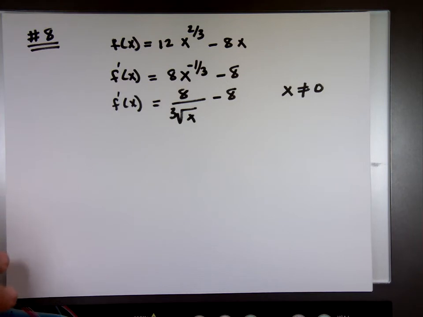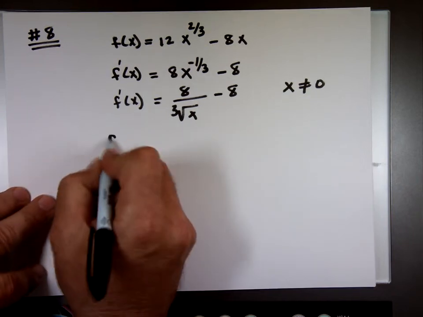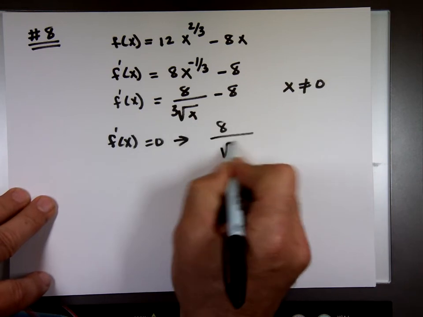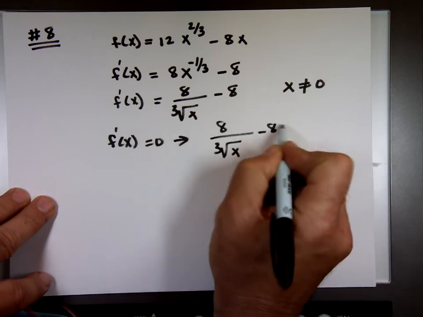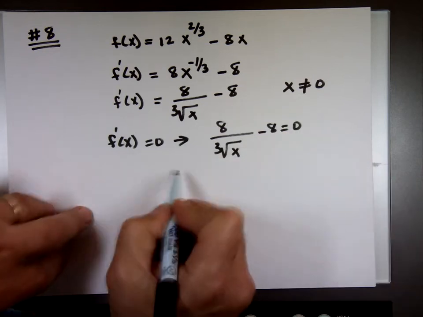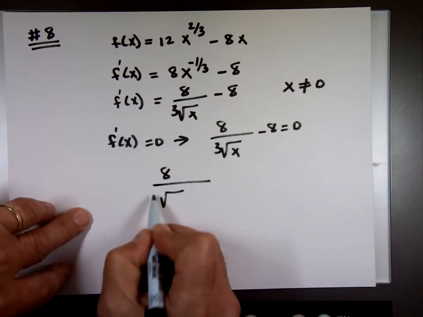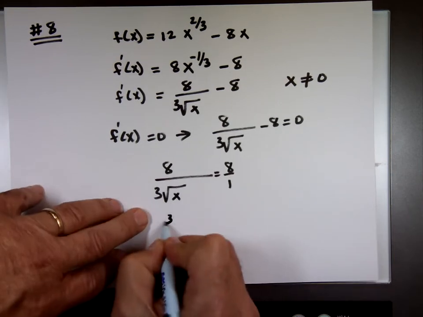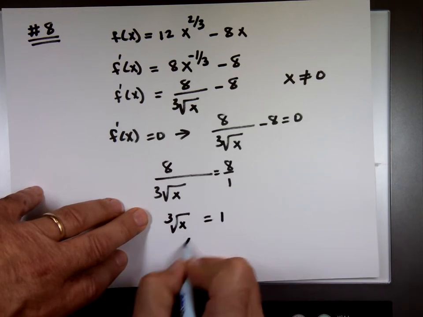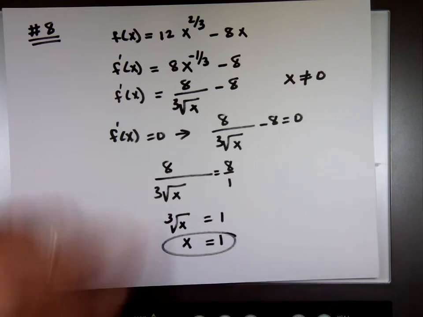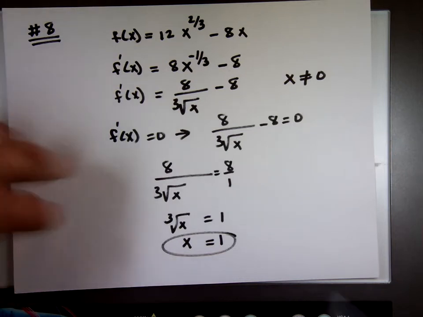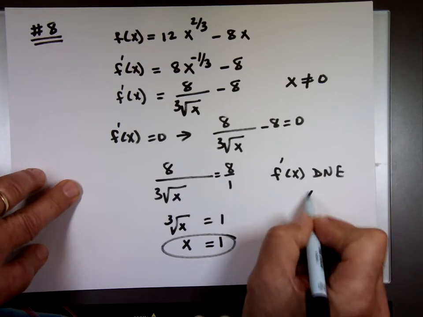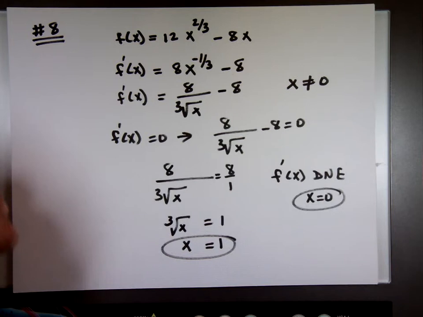So the derivative is equal to 0 where? 8 over the cube root of x minus 8 is equal to 0. Solve that. 8 over the cube root of x equals 8, or 8 over 1. That means the cube root of x has to be 1. x will have to be what? 1. Yeah. And the derivative is undefined, we already said that, at x equals 0. So that's your critical value there. These are my 2 critical values.